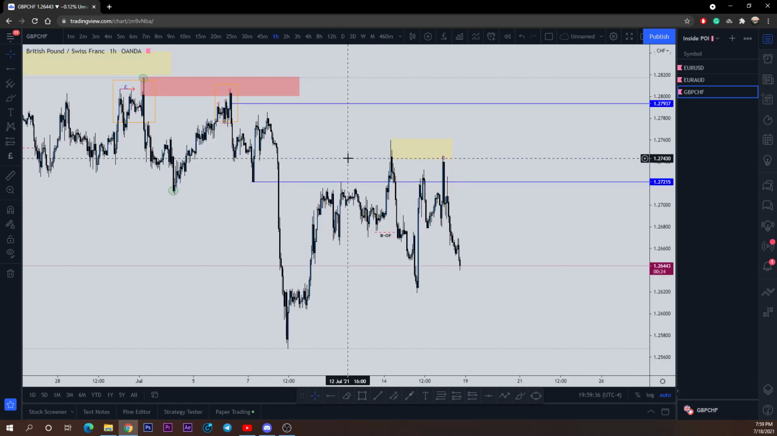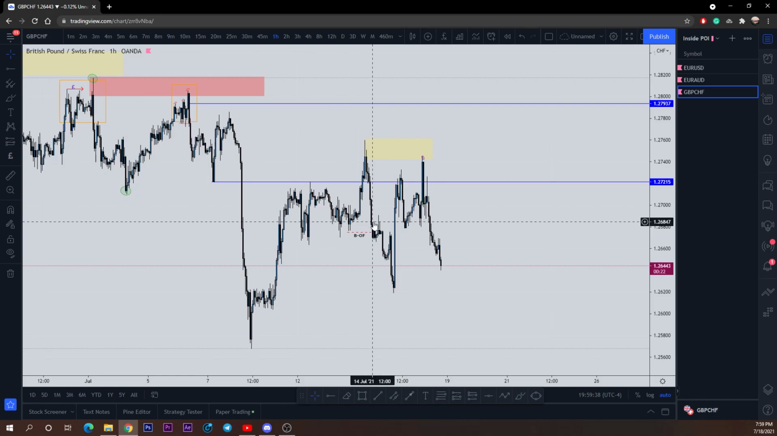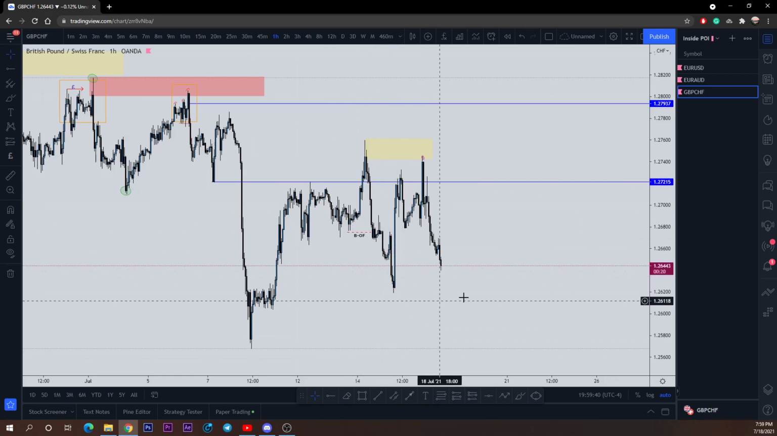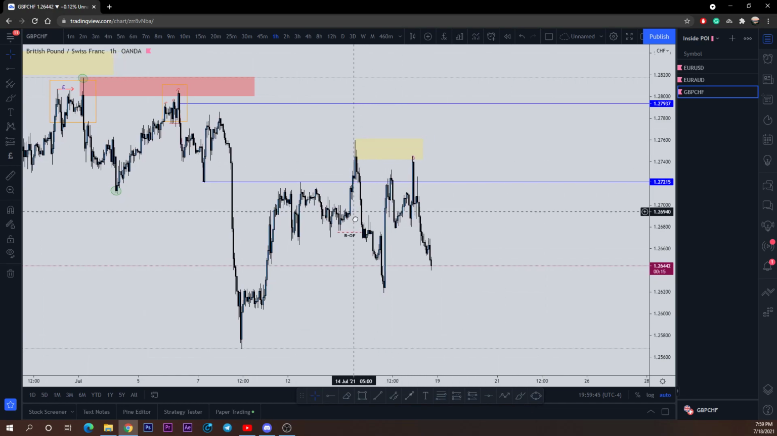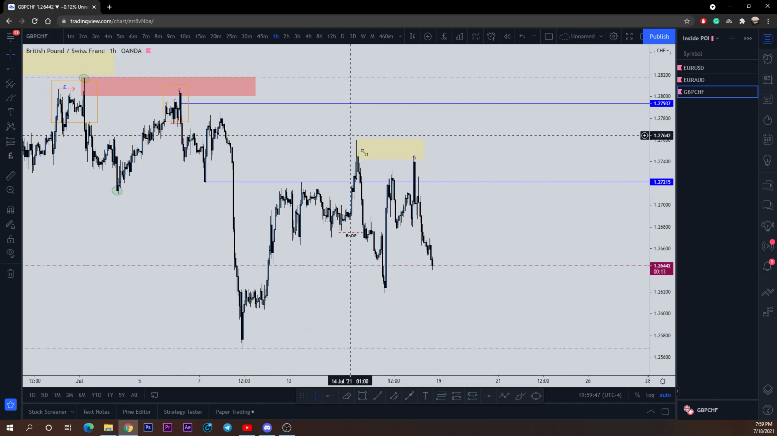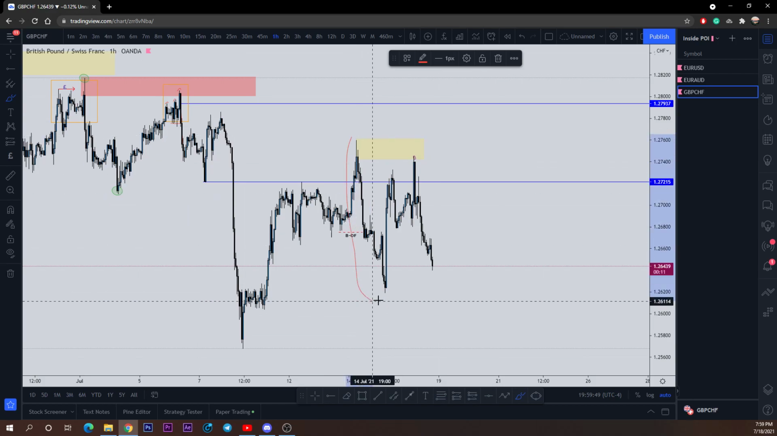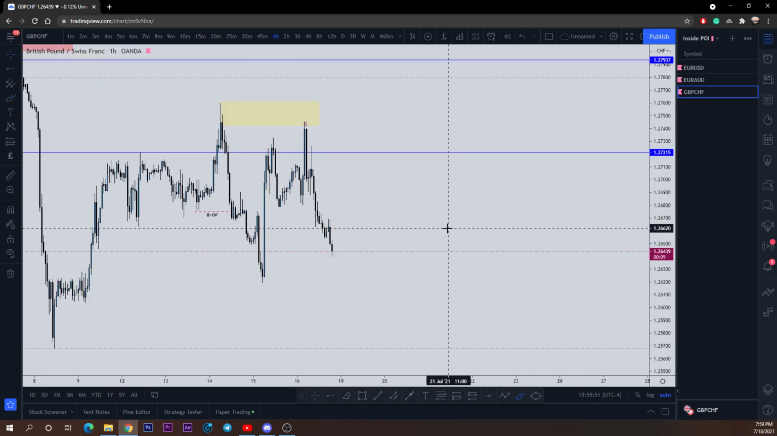Okay, once we first got into this area, we started showing small movements to the downside, but I wasn't seeing what I wanted to see. But the first thing I noticed is when we got this push to the downside here. We got this big push to the downside here. All right, so that piqued my interest.